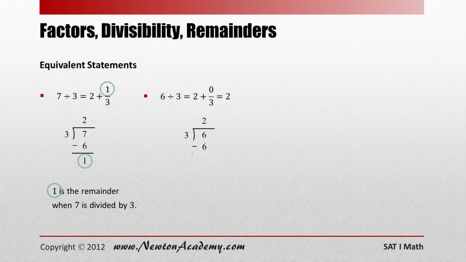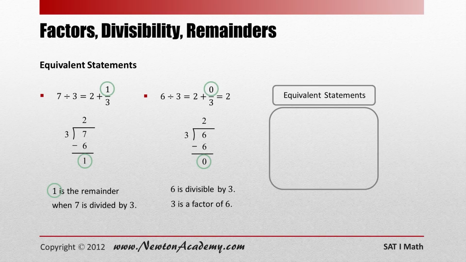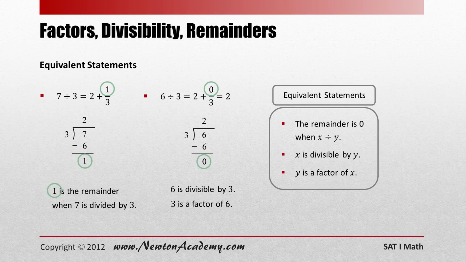In this case, we say 6 is divisible by 3, or we can also say 3 is a factor of 6. All these statements are saying the same thing. To summarize, the statement saying that the remainder is 0 when you divide x by y is exactly the same statement as saying x is divisible by y, which is also the same as saying y is a factor of x. And I want you to be very familiar with these equivalent statements.